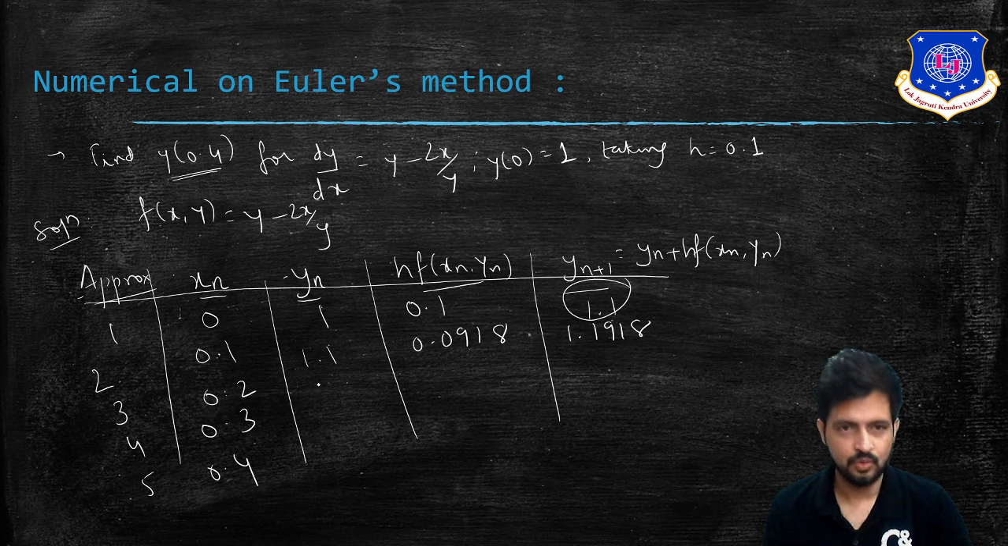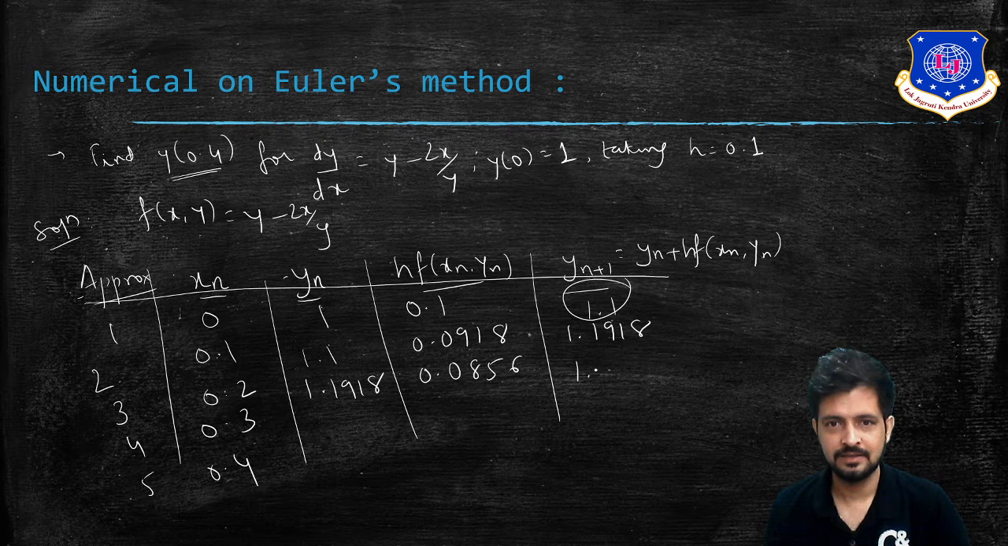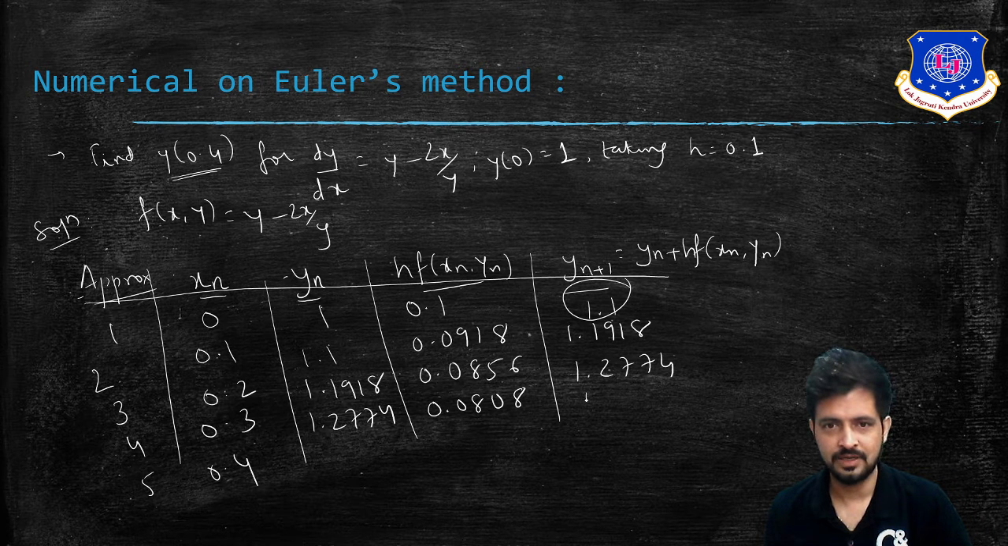For 0.2 the yn will be 1.1918. Then I have to find h into f of xn comma yn. The answer will be 0.0856. By adding both of these you will get 1.2774. For 0.3, 1.2774 will be our yn. Then here you can find 0.0808. Then you have to add these two values. My answer will be 1.3582.